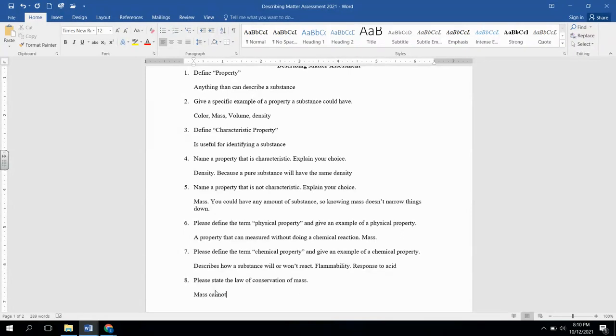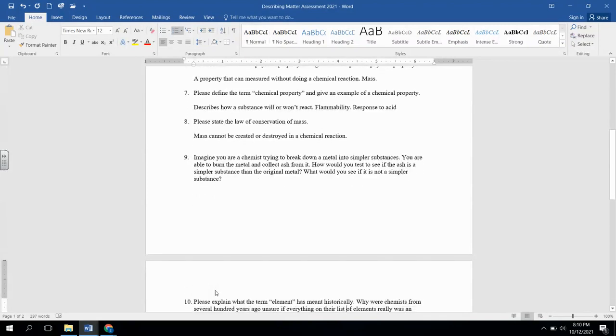All right, this is pretty straightforward. Mass cannot be created or destroyed. And just because this is a chemistry class, I will add in a chemical reaction to this. And there we go. All right, so you are a chemist. You're trying to break down a metal into simpler substances. You're able to burn the metal and collect ash from it. How would you test to see if the ash is a simpler substance than the original metal? You would weigh it. Okay.